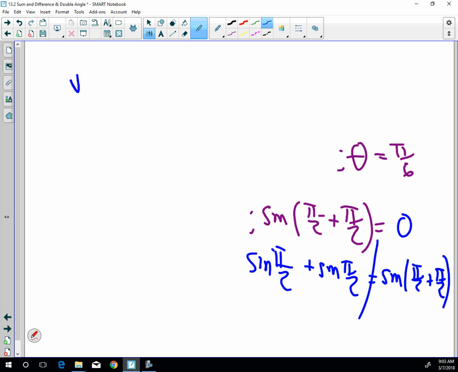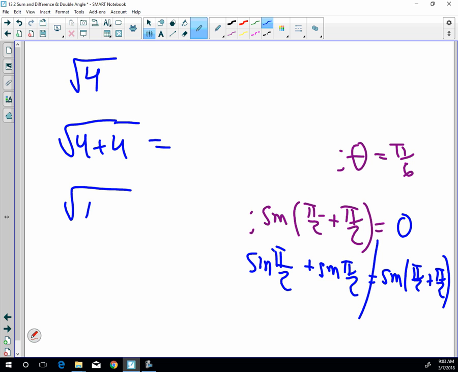For example, what's the square root of 4? 2. What's the square root of 4 plus 4? Is it equal to 2 plus 2? Never has, never will be, right? How about the square root of x squared plus y squared? Is that x plus y? No, because they're missing that middle term. So you know this for a fact.